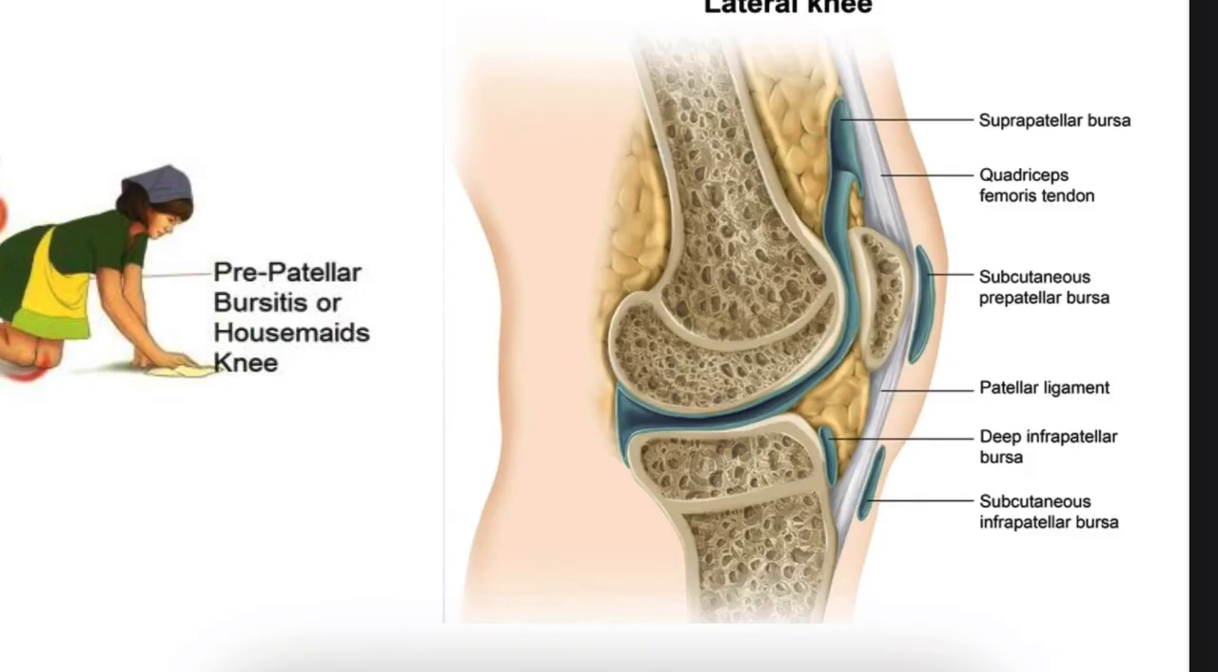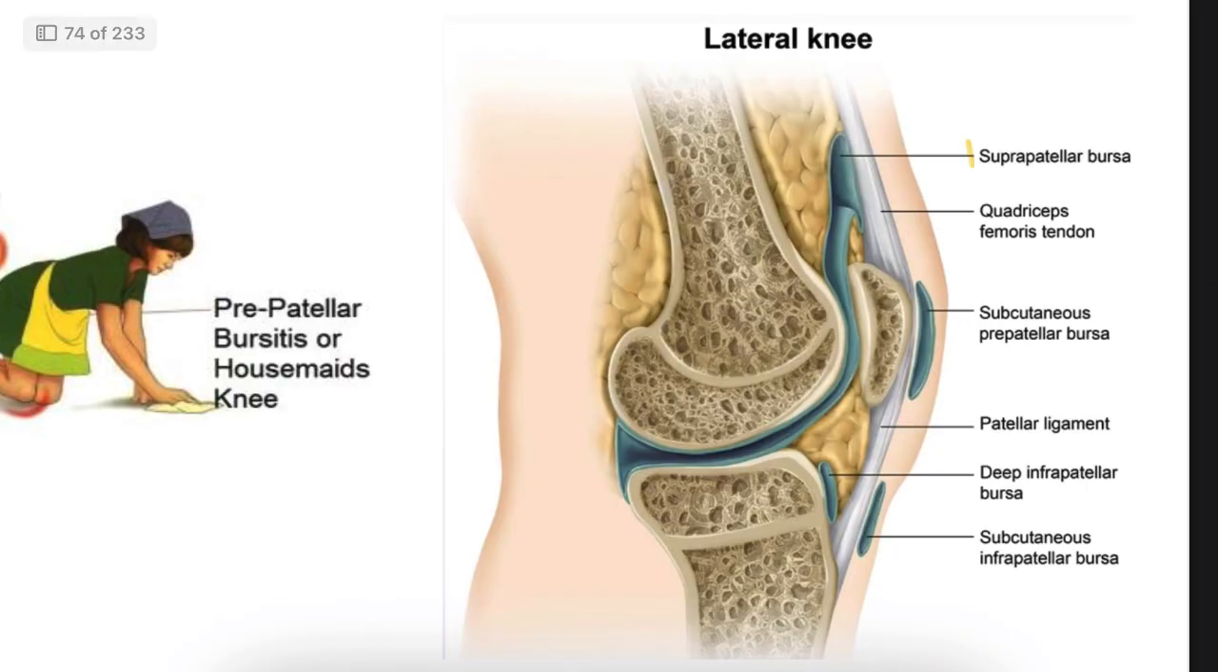Why? If you look at this lateral knee, you can see the suprapatellar bursa and the quadriceps femoris tendon, and this is the patellar bone. In front of the patellar bone you can see the subcutaneous pre-patellar bursa. If the patient is always putting weight on it, the bursa will bulge or spread inside, and it will cause inflammation also. So that's why we call it pre-patellar bursitis.